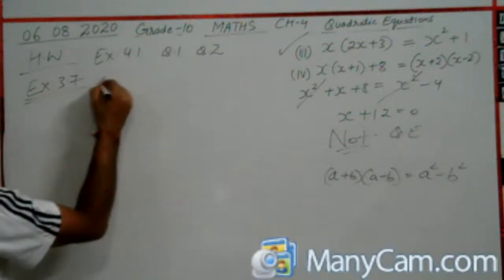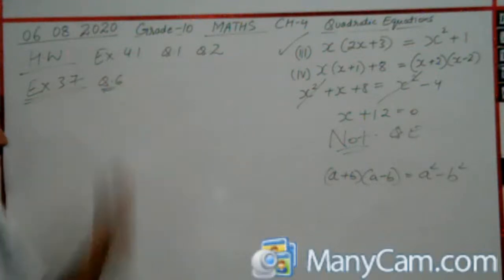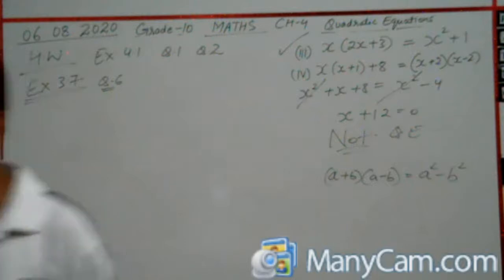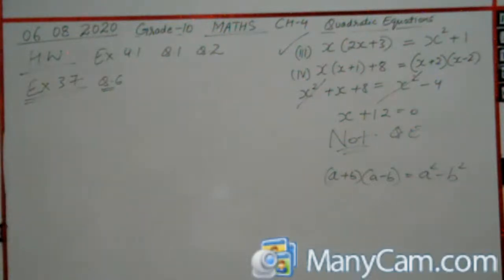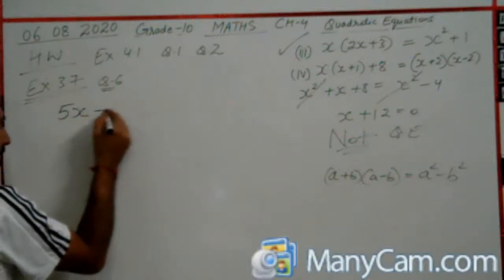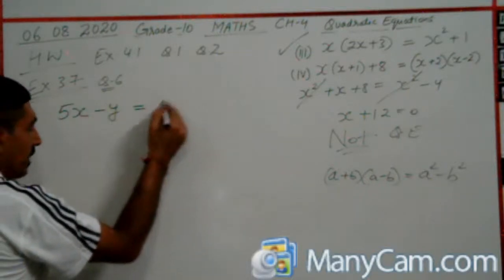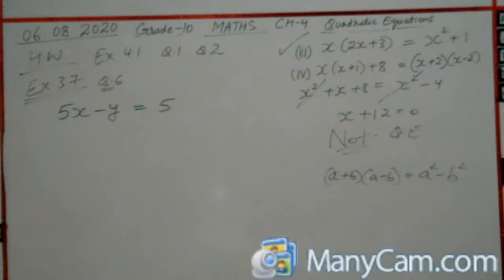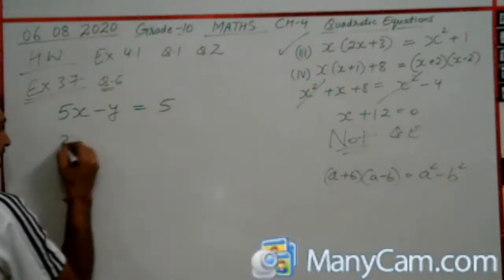We have question number 6. The statement is, draw the graph of the equations. One is 5x minus y is equal to 5, and another is 3x minus y is equal to 3.